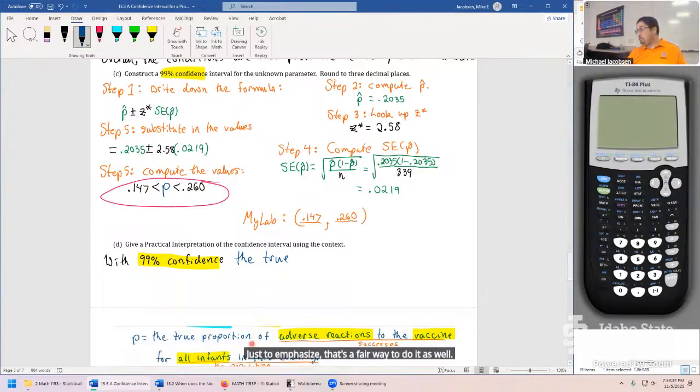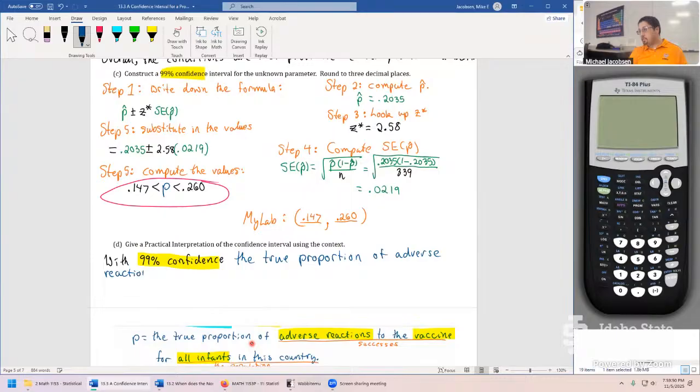So the true proportion of adverse reactions to the vaccine for, I'll abbreviate this part and just say for all infants.